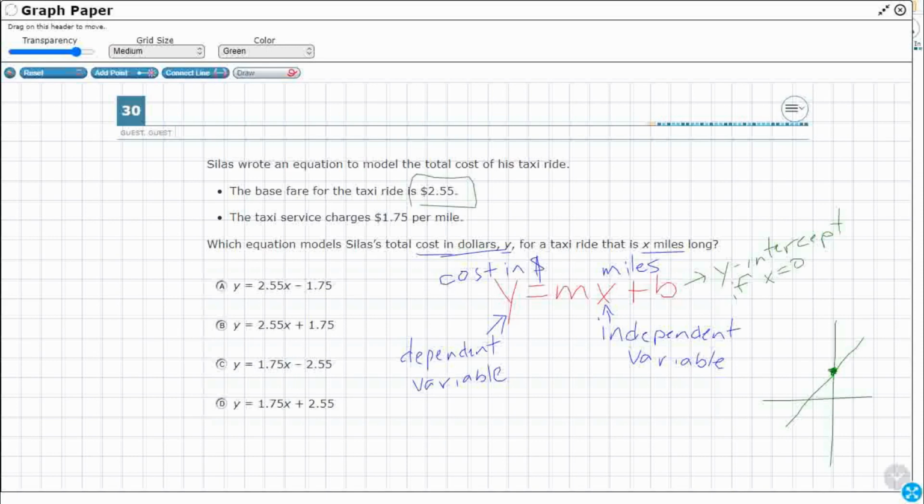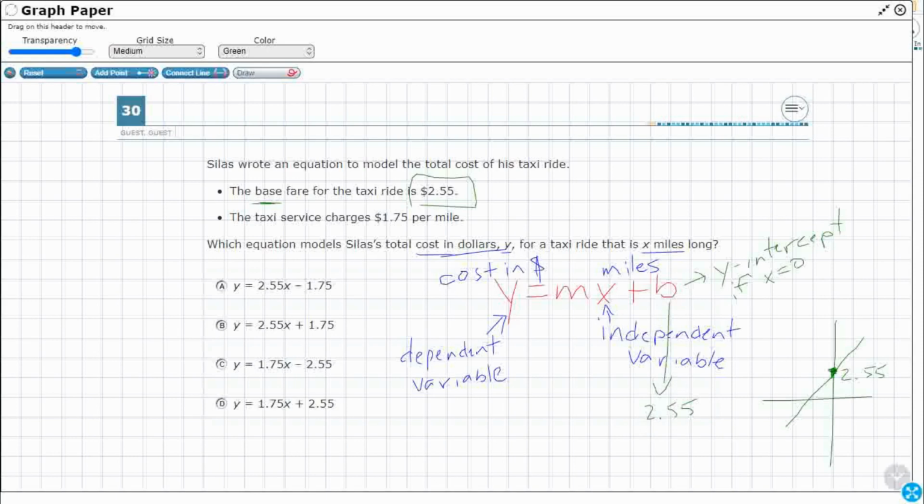Well, you've got a base fare. That base fare means that's just the starting point. So for you to just sit down in the cab, you've been charged $2.55. So when x is 0, that y-intercept, in this case it would be 2.55 if we were graphing this. Okay, so once you get charged that $2.55, that's my base fare, before any miles have gotten on the odometer.